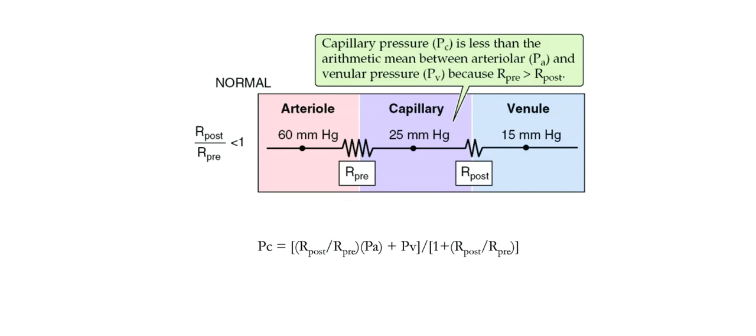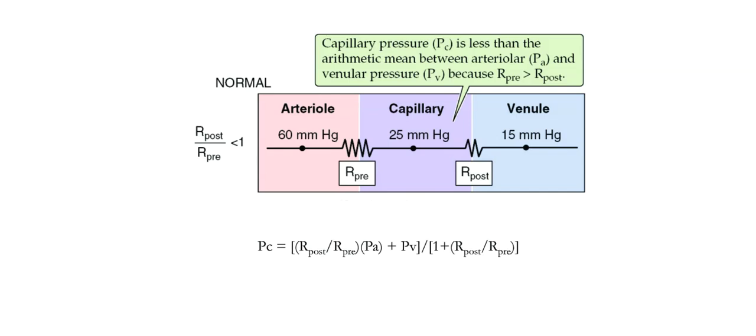So right here, we're looking at 60 at the arteriole, 25 millimeters of mercury in the capillary, and 15 in the venule. This is about normal because the ratio of the post-capillary resistance to the pre-capillary resistance is less than 1. Typically for normal capillaries, you're looking at a ratio of about 0.2 to 0.4, somewhere around there. So it's almost always less than 1. So which is the capillary bed closer to?